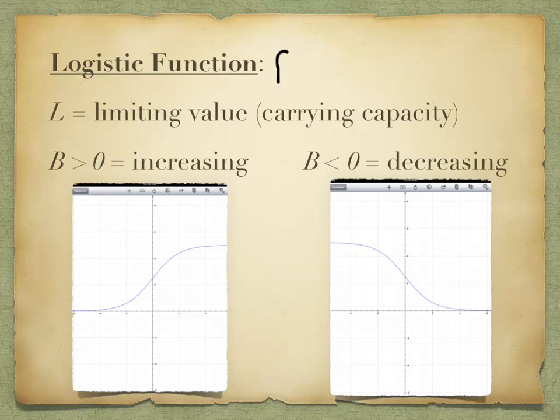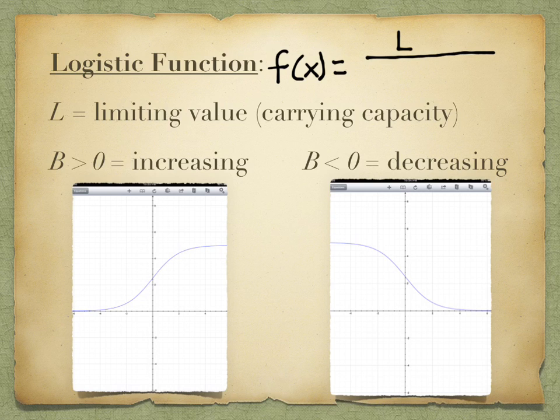So this equation, y equals L, for the limiting value, over 1 plus A e to the negative bx. And in this formula you see hidden an exponential. That's giving you that exponential shape at the beginning. You also notice something interesting. The graphs here that I've drawn, the first one says this is where b is greater than 0. But look back in the equation.